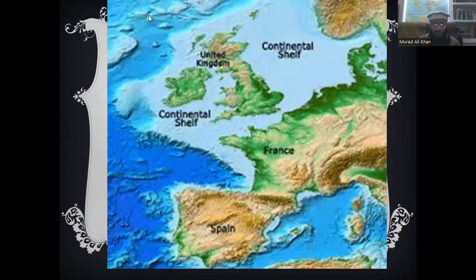This is the continental shelf area of Europe. You can see Europe has a huge continental shelf, thousands of kilometers in stretch. The whole United Kingdom is on a continental shelf, but there are certain areas where the continental shelf is very narrow. For example, in this area, the continental shelf is very small.